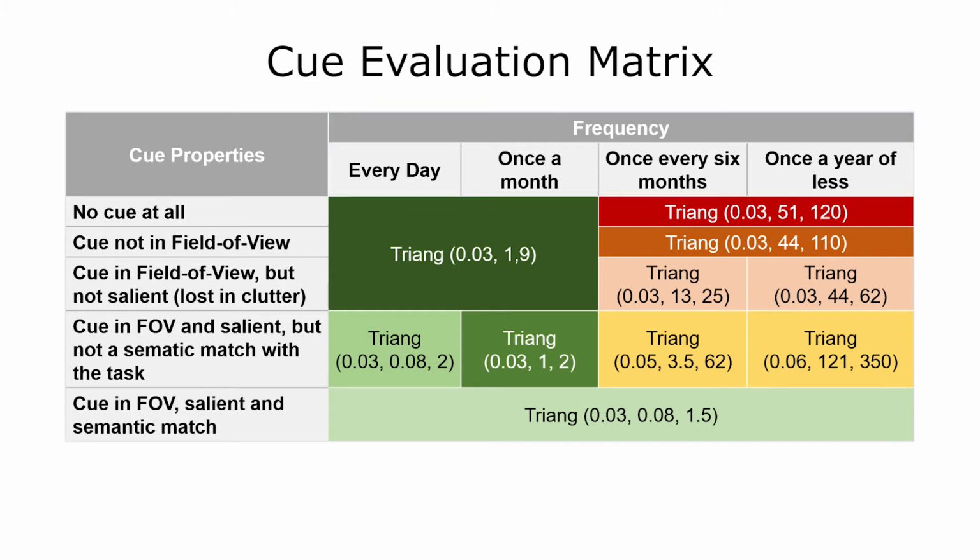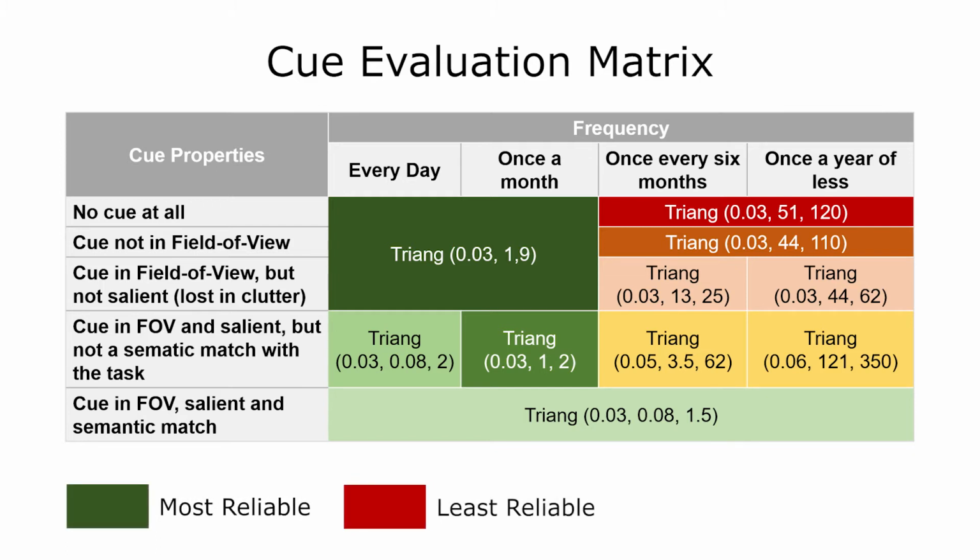The cells in the matrix are color-coded, indicating reliability. Steps in the task that are green are most reliable, and steps that are red are the least reliable. The cells in the matrix also include a triangular distribution of how long it takes in seconds to complete a step in a task with the frequency cue properties pair. These distributions are derived from experiments with hundreds of users and represent a user population.